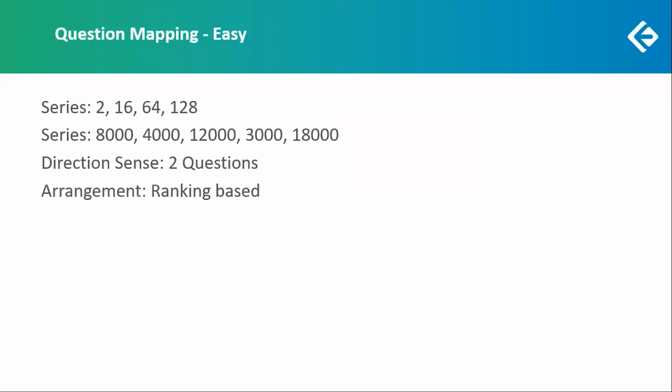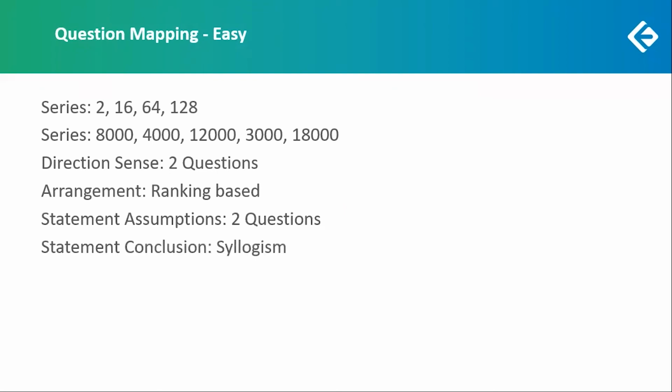1 question based on arrangement, which was ranking based. It was given that a person is ranking 17th from front in a group of 31 students. So what is his rank from the back side? Then there were 2 questions on statement assumption. Both can be categorized as easy question. There was 1 question on statement conclusion. The one which is based on syllogs was an easy question.